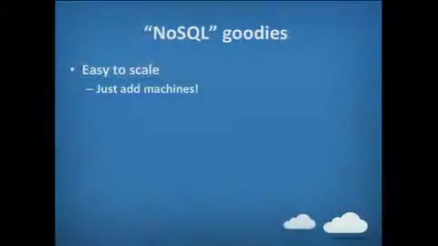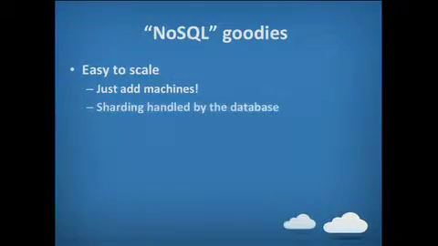So NoSQL is really an amazing thing, right? What's so great about it? Well, it's easy to scale. You just add machines. And the reason you can just add machines is that sharding is essentially handled by the database. The distribution of data across those machines that you want to horizontally scale on is handled by the database.